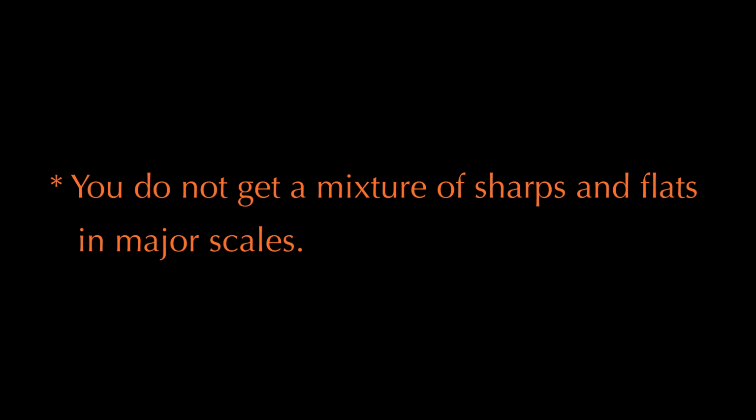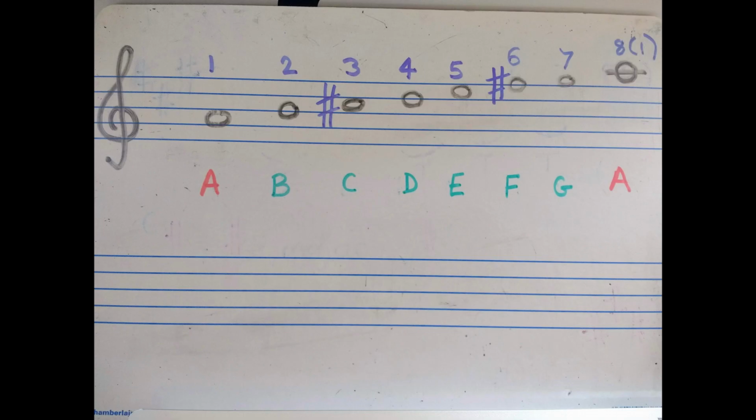Also, I should say that in major keys, in major scales, you don't get a mixture of sharps and flats. You either don't have any sharps or flats, like C major, or you have entirely flats, or you have entirely sharps. You do not get a mixture of sharps and flats in major scales. So we can add the F sharp onto our stave.